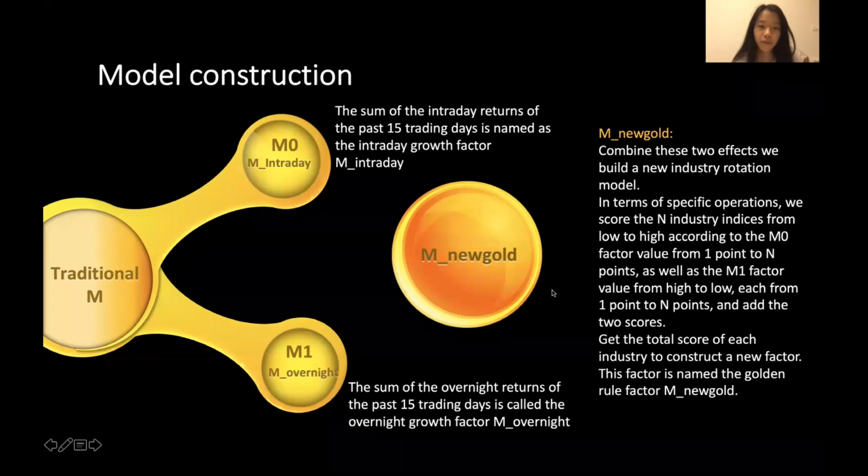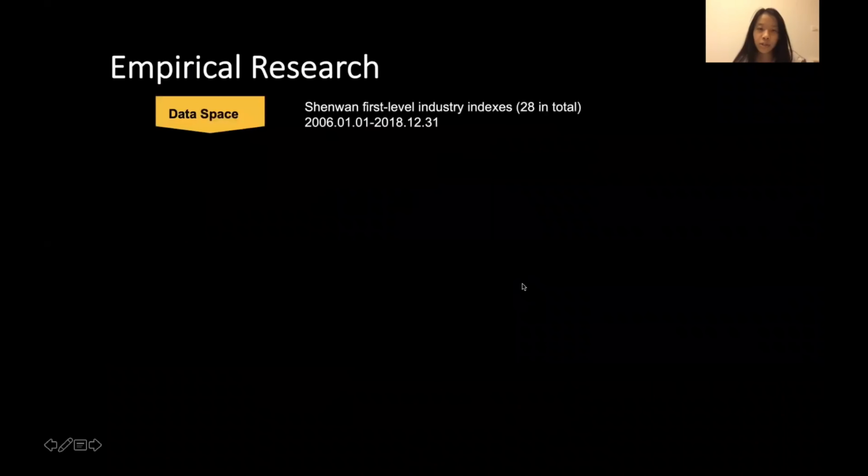As for the model construction, we divided the traditional momentum M into two new momentum factors, the intraday momentum factor M0 and the overnight momentum factor M1. And we do some transformations to them and then combine them into our new gold momentum factor, M new gold. And in our research, we use Shenwan-First-level-Industry-Indexes from 2006 to 2018, for about 13 years.